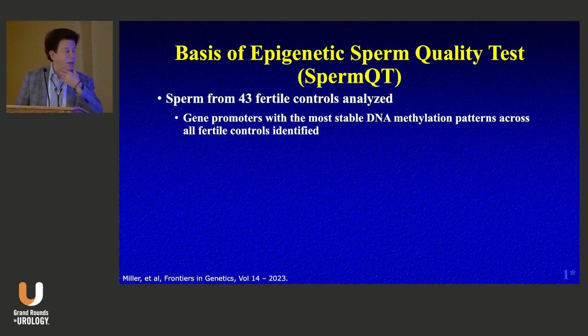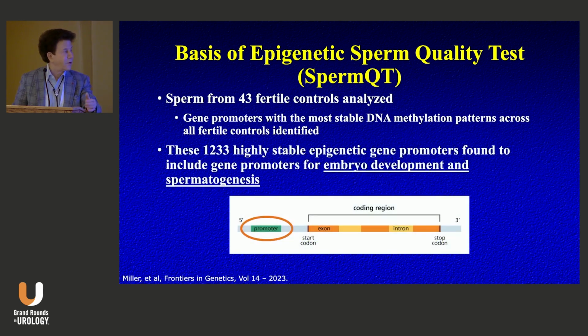So the way this started is the company, the research lab that started this, took sperm from 43 fertile controls. These were men who had established pregnancies, and they identified the gene promoters within this group, within their sperm, with the most stable DNA methylation patterns across all of these men. They found over 1,000 that were very stable, and they included interesting gene promoters for embryo development and spermatogenesis. They just happened to find out that it was included.